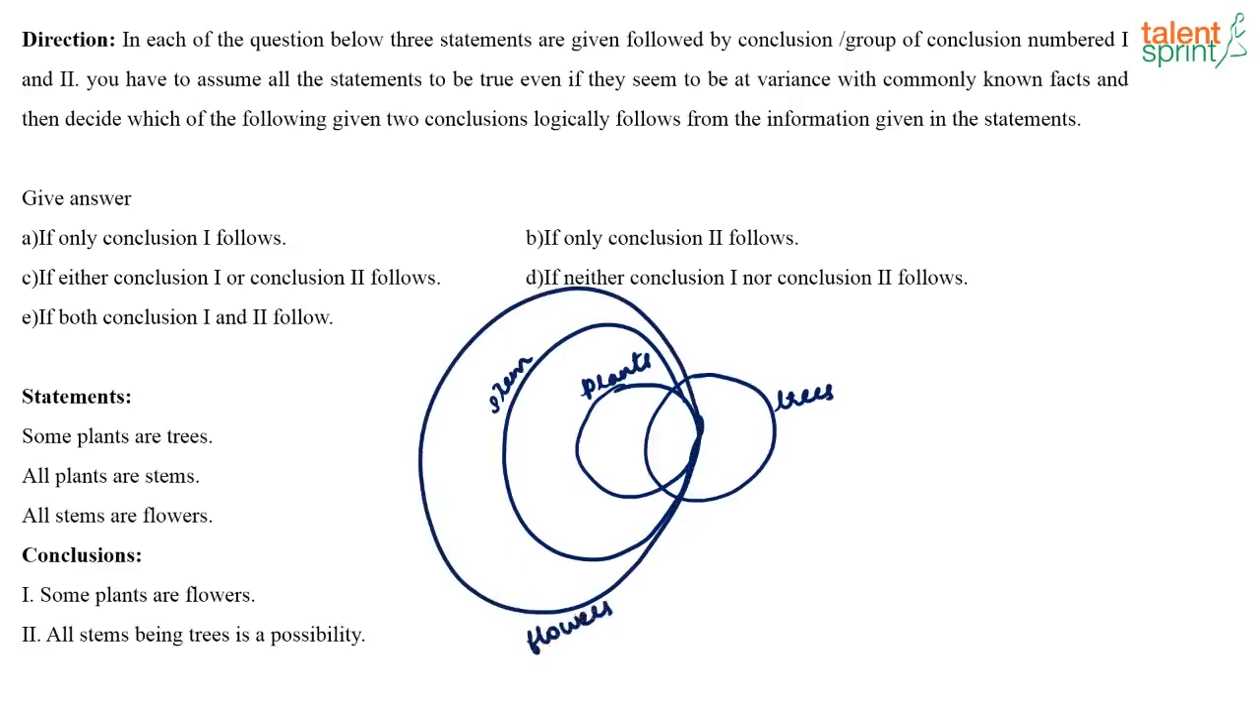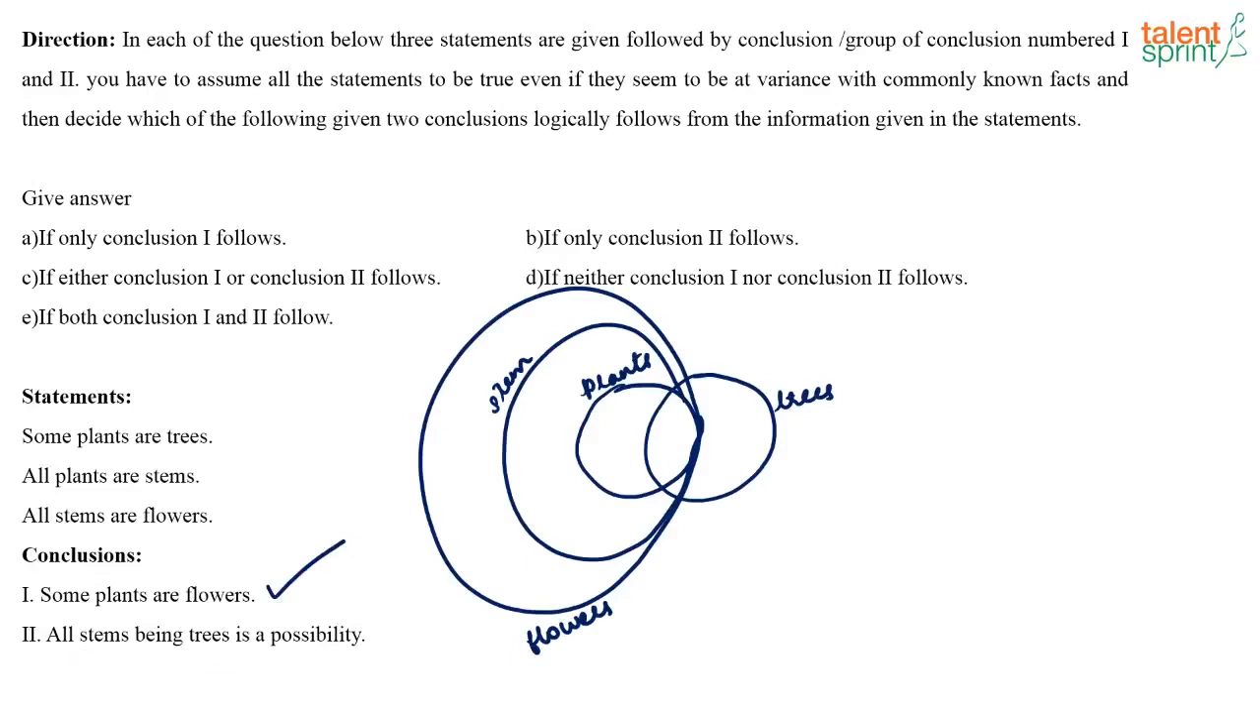Now what does the first conclusion say? The first conclusion says some plants are flowers. I know for sure all plants are flowers. So definitely some plants are going to be flowers. If you look at the statement, I know all plants are flowers for sure, so I can say definitely some plants are flowers. So this conclusion follows.